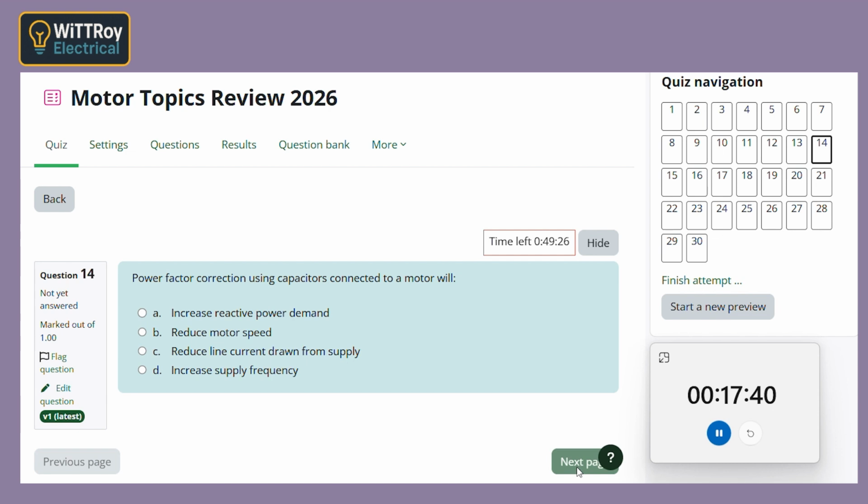So reduce motor speed is wrong because power factor correction is not speed control. Exactly. It does not directly change the motor speed. And increase supply frequency is clearly wrong because capacitors do not change supply frequency. Question 15. Which two are correct effects of improving power factor in a system?